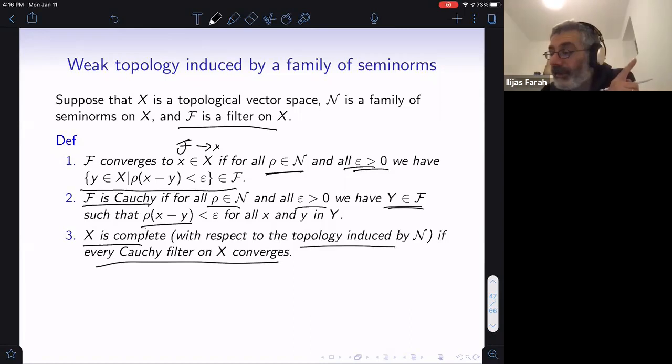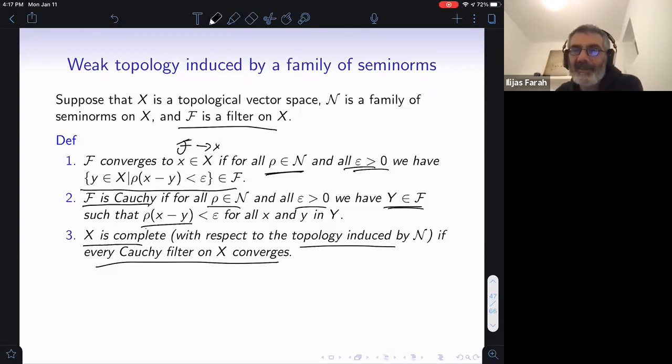This is equivalent to saying that every Cauchy net on X converges, but the reason why I'm looking at filters here and not nets is that if you fix your space X, the set of all filters on X is a set. It is a subset of the power set of X, which is not too bad. All nets on X don't form a set, because in the definition of a net, you have an arbitrary directed set, and there are just too many arbitrary directed sets.